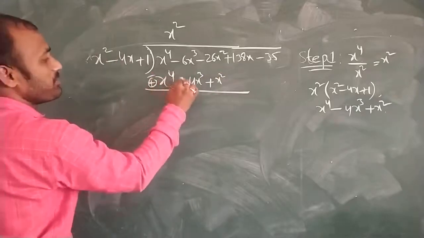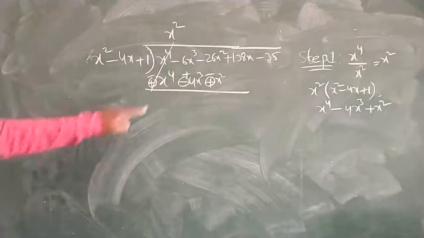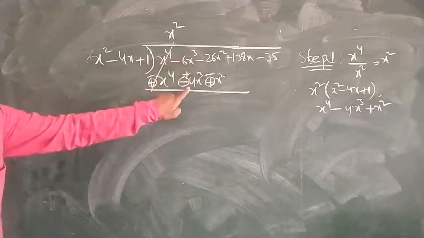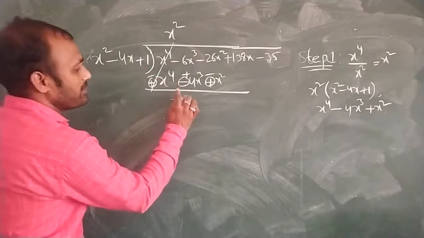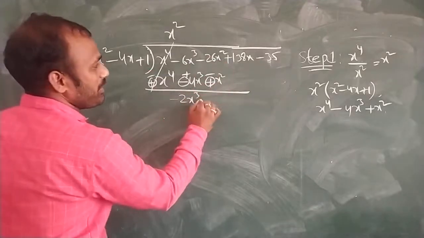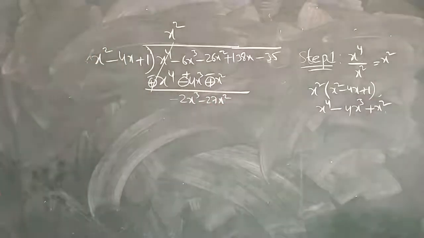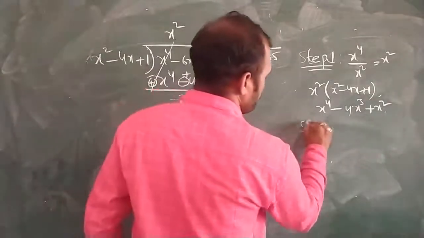Change the symbol, plus will become minus. This will get cancelled. So minus 6x cube plus 4x cube will be minus 2x cube. Minus 26 minus 1, it will be minus 27x square. Next, let us see step 2 now.